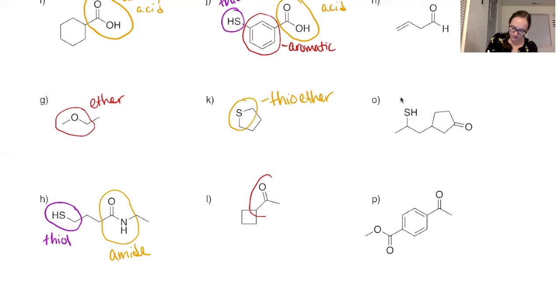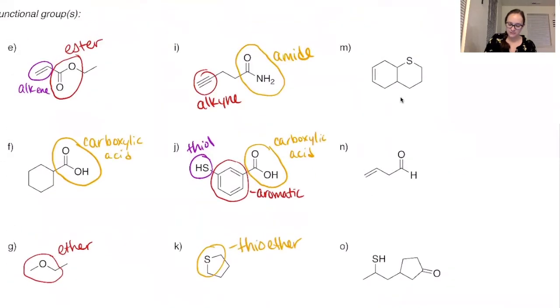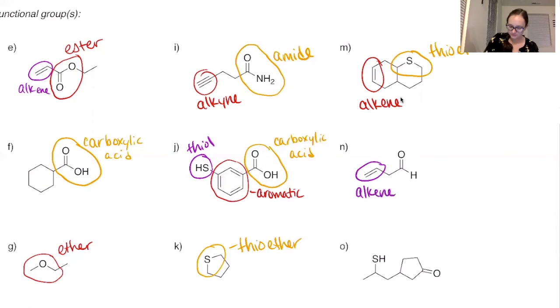We have carbon, carbonyl, carbon. This is called a ketone. Remember, no Y. And our last column, we have M. This double bond here, carbon-carbon double bond, is an alkene. And then we have a carbon, sulfur, carbon, thioether. Okay, and in N, we have a carbon-carbon double bond. It's again an alkene. Carbonyl next to a hydrogen is an aldehyde.